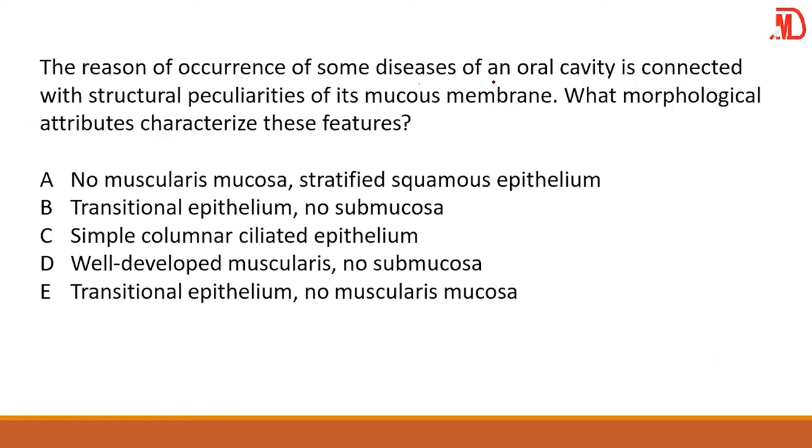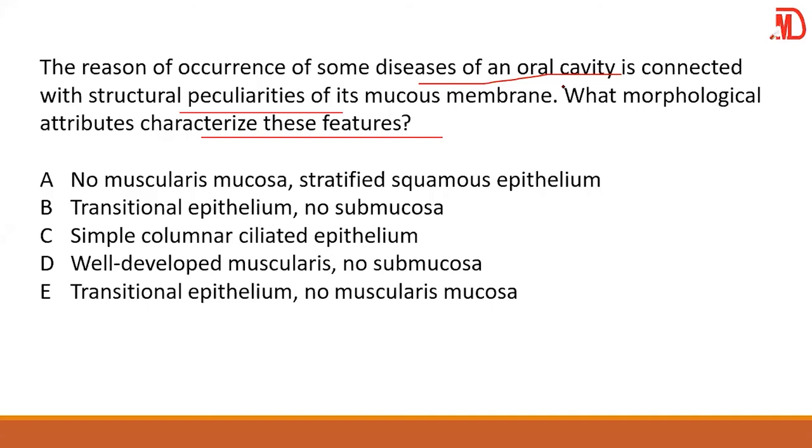The reason for the occurrence of some diseases of the oral cavity is connected with the structural peculiarities of the mucous membrane. Which morphological attributes characterize these features? So in the mouth, what are the layers? The oral cavity consists of only two layers: the stratified squamous epithelium and then the deep lamina propria.